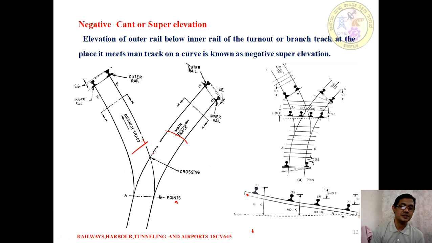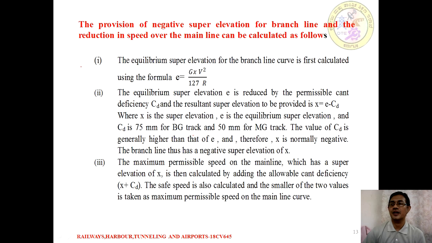Just exactly at the point of a crossing we have to provide this. This is going to be the outer rail and this is going to be the inner rail. At this juncture we are providing a super elevation as a negative one. That is going to be important for branching of a rail or track system. So, how are we going to provide the negative super elevation over a branch? We are going to calculate by considering the speed over the main line and also the branch line.